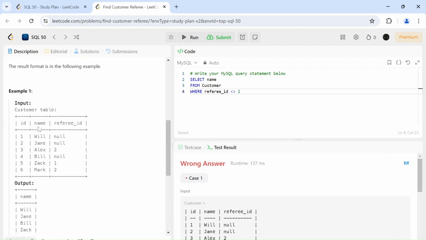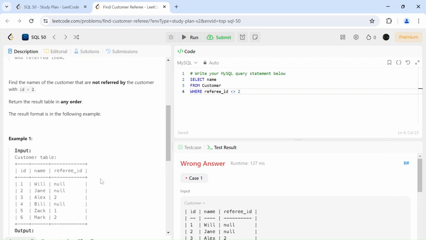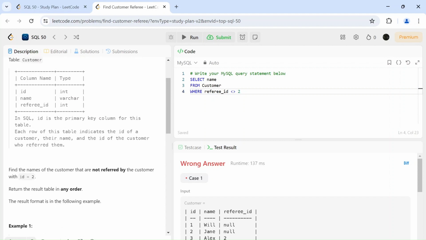ID is integer, name is varchar, and referee ID is also integer, but we can have null values where the customer is referred by no one in this third column. And we were asked to write a query to find the names of the customer who are particularly not referred by customer with ID equals to 2, and we can return the results in any order.